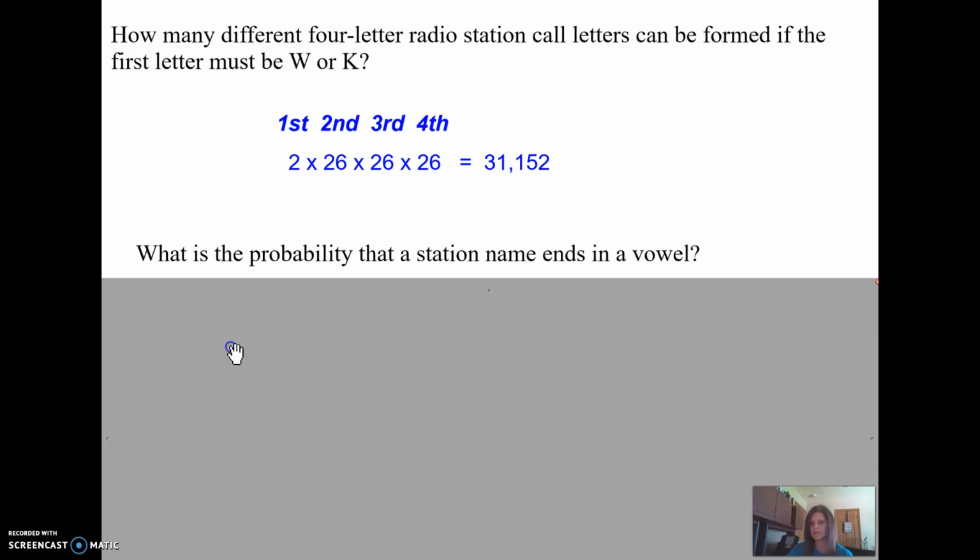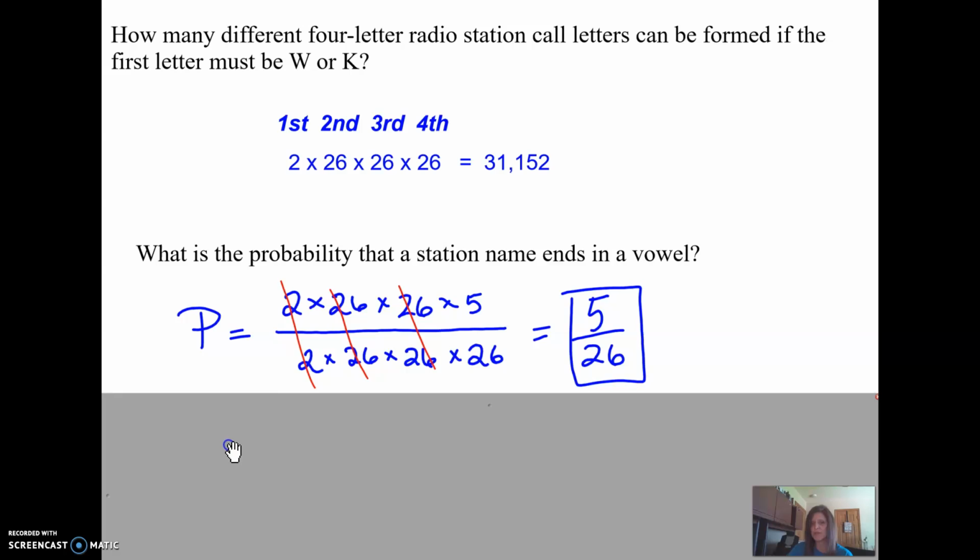Okay, let's take a look. So for this one, my bottom is still going to be the 2 times 26 times 26 times 26. But on the top, it's going to be 2 times 26 times 26, because I don't care about those first letters. It's W or K, and then whatever letter. It's the last one, a vowel. A, E, I, O, U, for the normal vowels. So that's 5 options for that last letter. That's the only thing that changes.